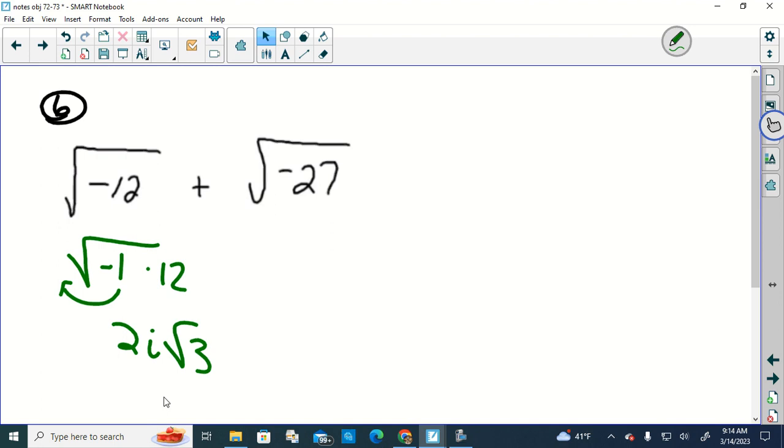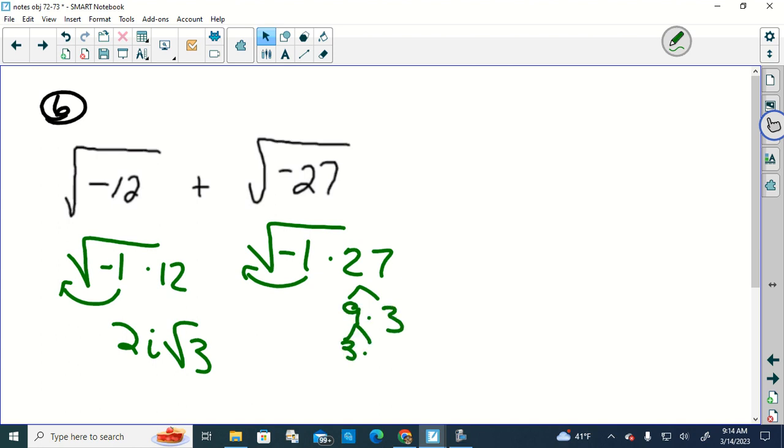Now we're going to do that with this one as well. So you're going to have a negative 1 times 27. So I know this is going to come out as an i, but now I've got to break down 27, which is 9 times 3. 3 times 3, doesn't matter which pair you choose. You can choose the 2 on the right or these 2 down here. I know there's a pair of those, so that's going to come out.